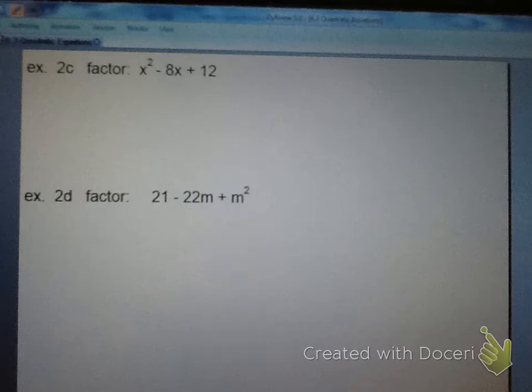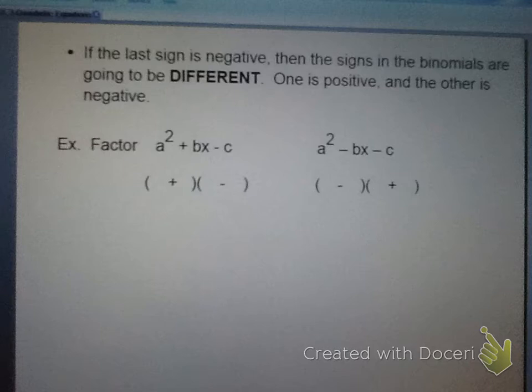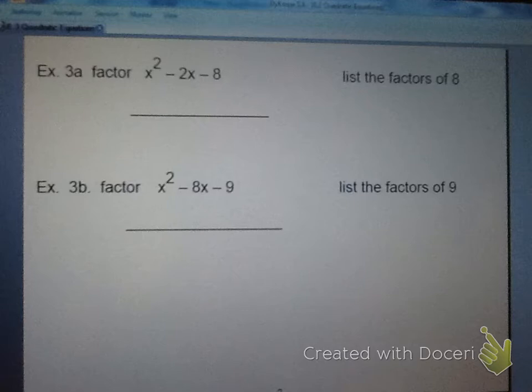Okay, now if the last sign is negative, the signs in your binomials are going to be different. One's going to be positive, one's going to be negative. Example 3a, make your two binomials. Look at the last sign. The last sign is negative, so your signs are going to be different. One's positive, one's negative. Factors of x squared, x and x.